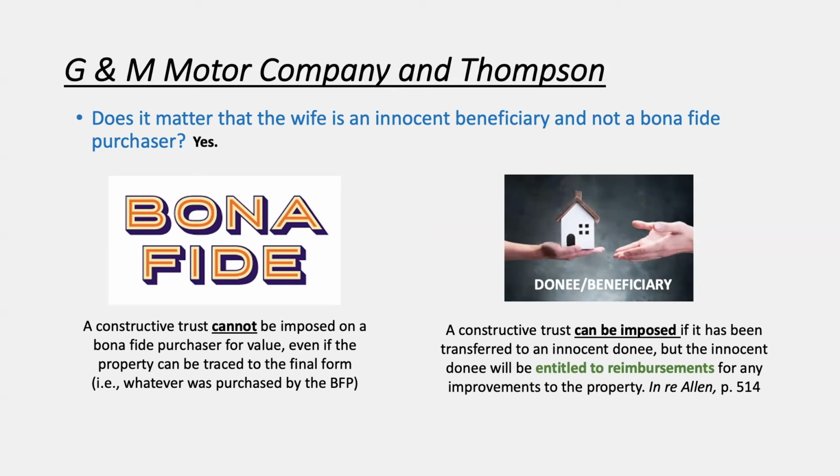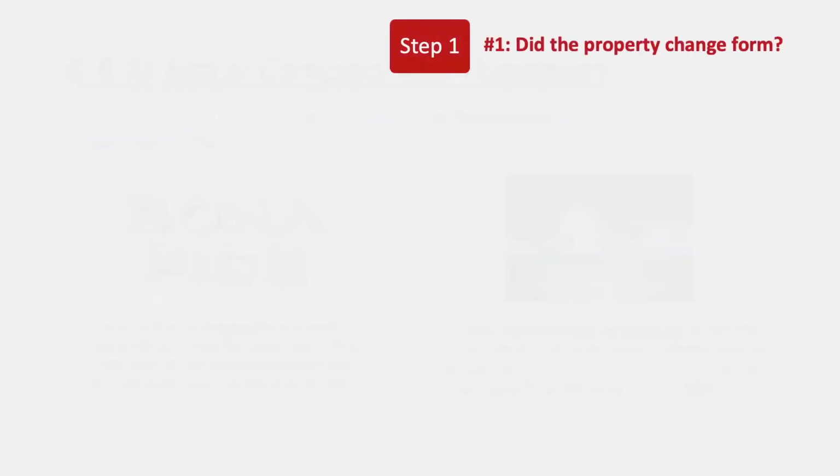I just really want you to start thinking about it. It makes a lot more sense when you practice applying it to hypos because there's a lot of sub rules and moving parts. But to really break it down to help you think about it systematically, how do I apply the rule of identifiable property slash tracing?